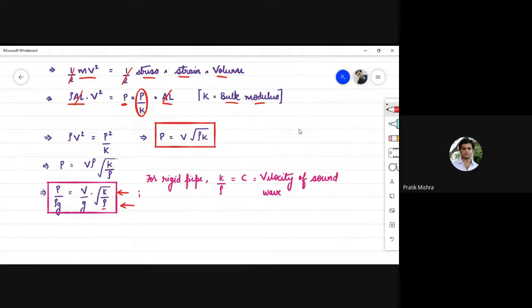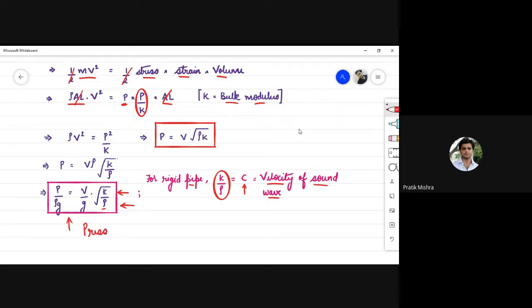And we also know that for a rigid pipe, root over K by rho is equal to C, which is again the velocity of the sound wave or the pressure wave. So you can replace this with C. If the value of C is not given, you can use the value of K by rho to calculate the value of C. यहाँ इस तरीके से आप प्रेशर हेड कैलकुलेट कर सकते हो.